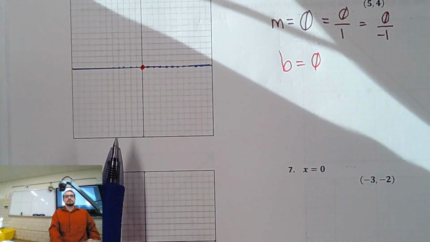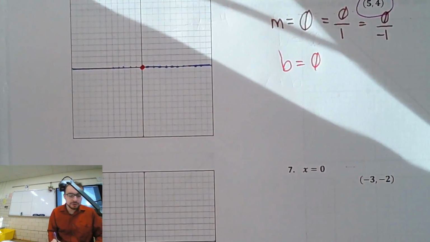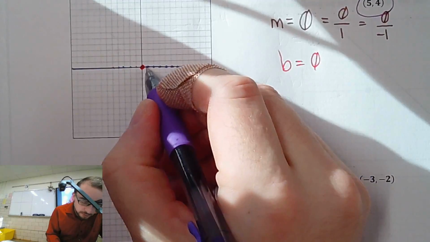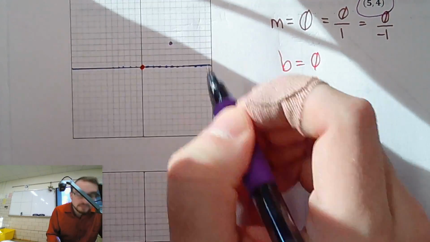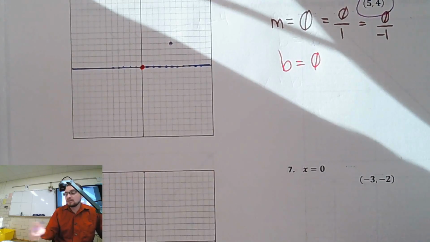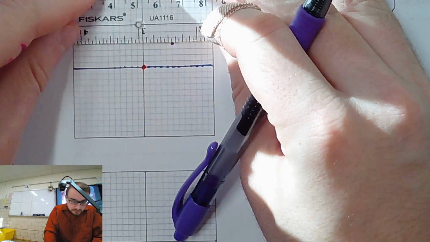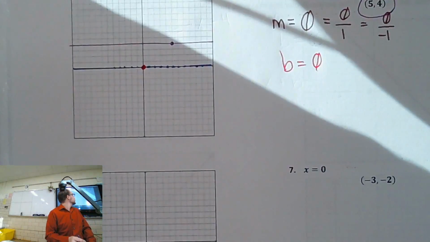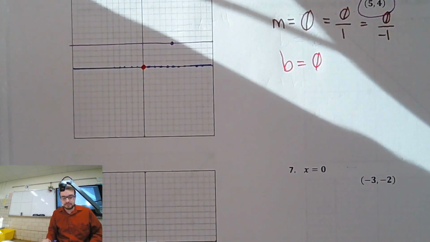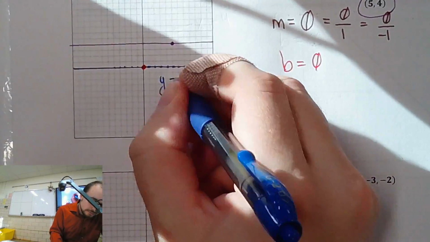Done. Now we want a line that's parallel to that. And that goes through 5, 4. Here's 5, 4. 1, 2, 3, 4, 5. Up 4, 1, 2, 3, 4. And if it's parallel to that, isn't it also going to be horizontal? Right. Ta-da! Did it. The blue line has the equation y equals 0.